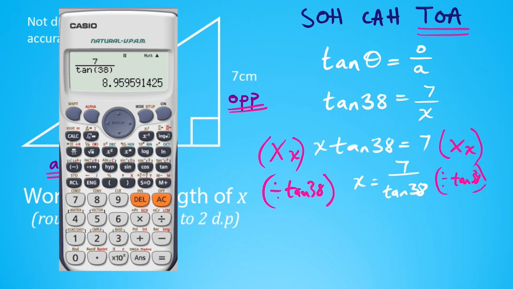The question is asking us to round this off to 2 decimal places. So it's 8.95959 and so on. But to 2 decimal places, x is 8.96. That's your answer.